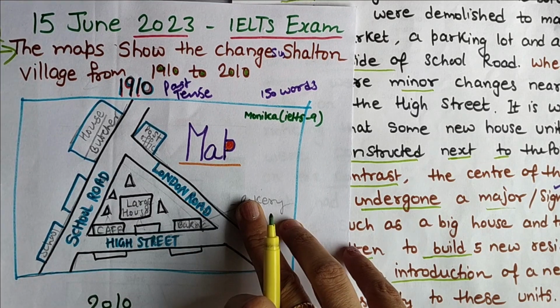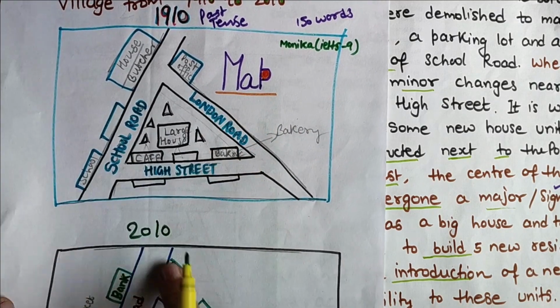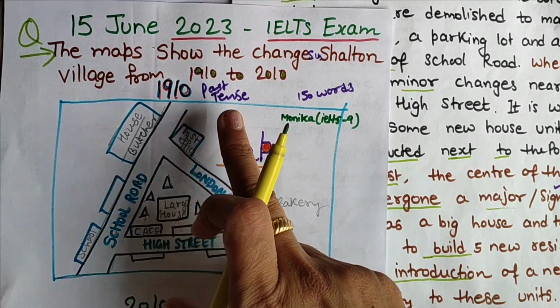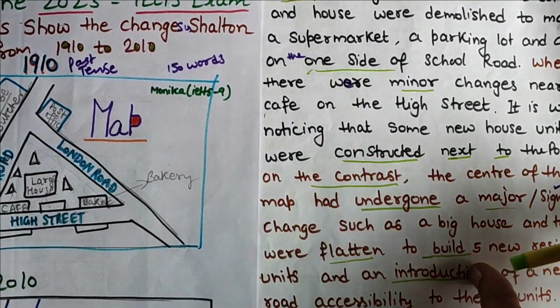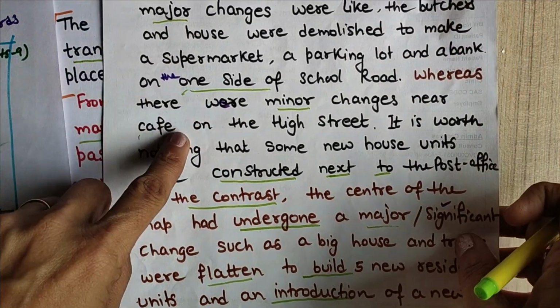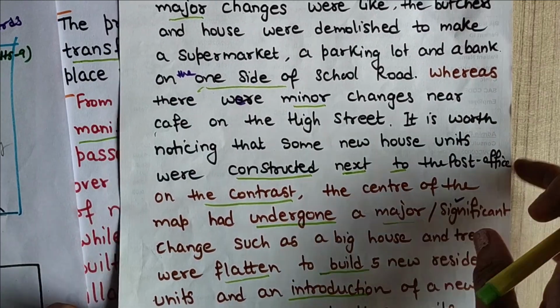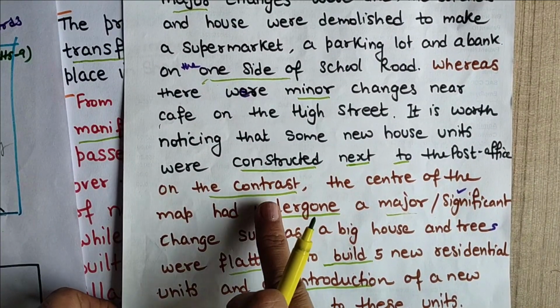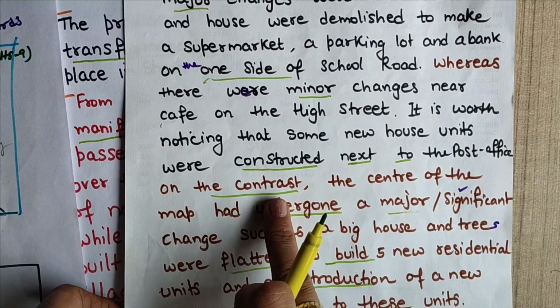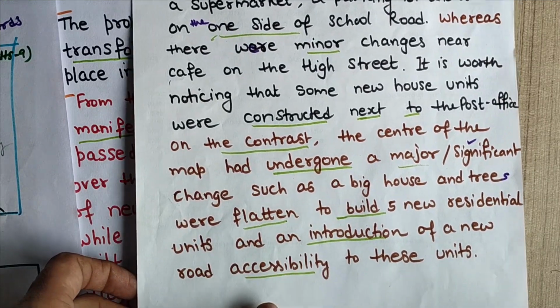So you can see this. For these two maps, for this activity, I have used so many vocabulary words in my writing. Whatever the green words you can see, some are adjectives, some are vocabulary, some are verbs relating to the map activity.